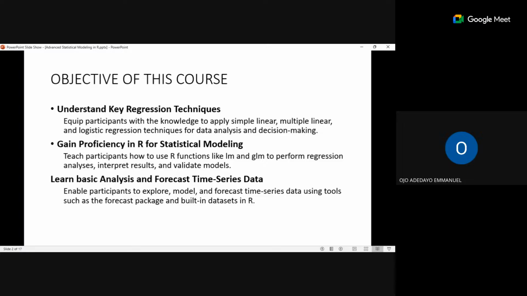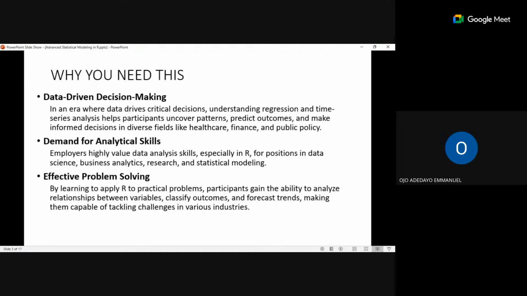That is going to be the end of our camp. Why do you need this? You may ask yourself, why do I need to attend tonight's class? Number one, data-driven decision making.